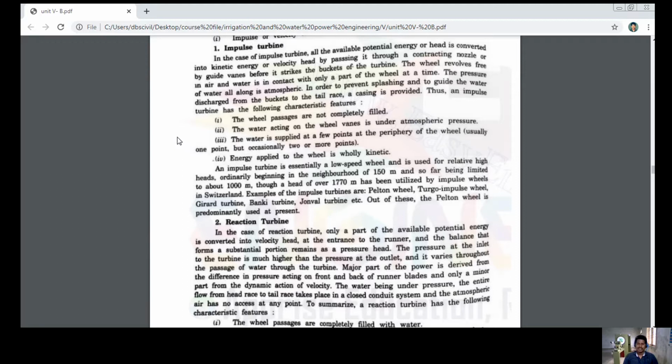For example, examples of impulse turbines are the Pelton wheel, Turgo impulse wheel, Girard turbine, Banki turbine, Jonval turbine, etc. These are all the existing impulse turbines you could find in the world. Out of these, the Pelton wheel is predominantly used at present and is the most famous one. Okay, next let's go to the reaction turbine.